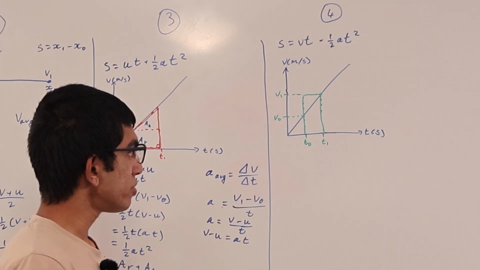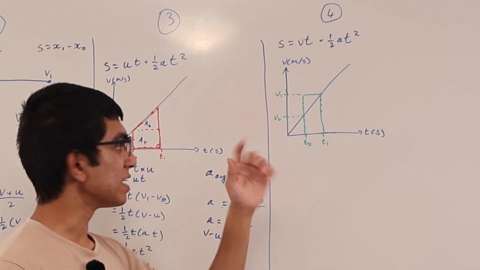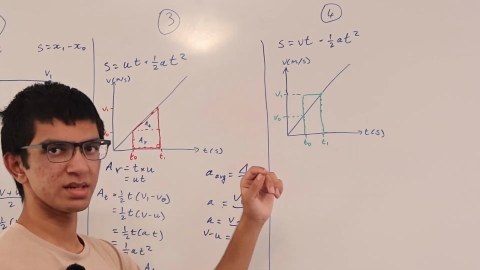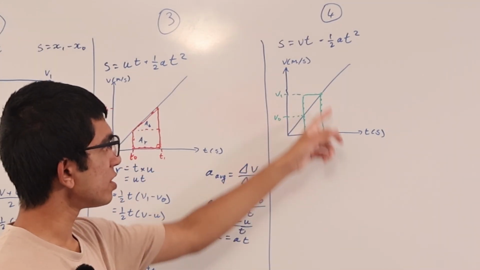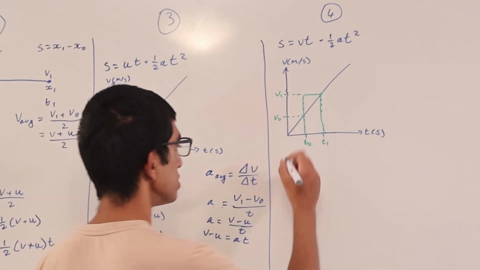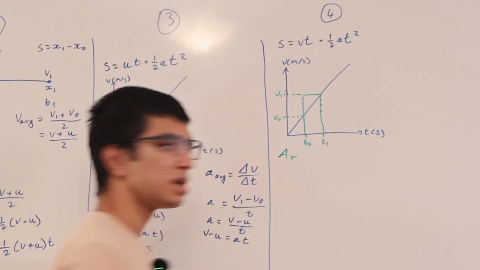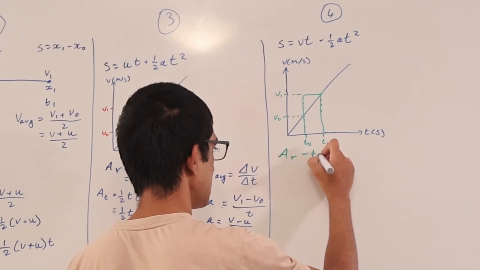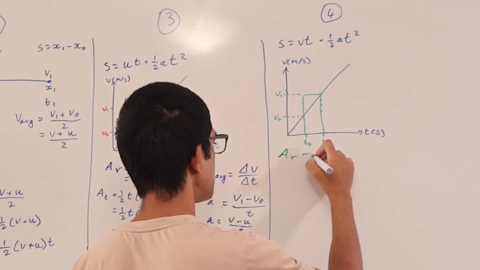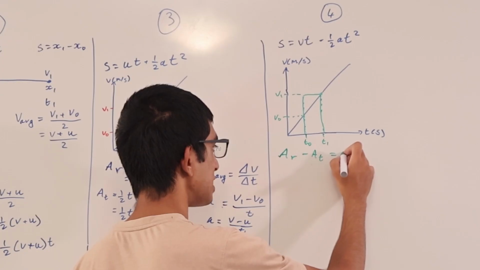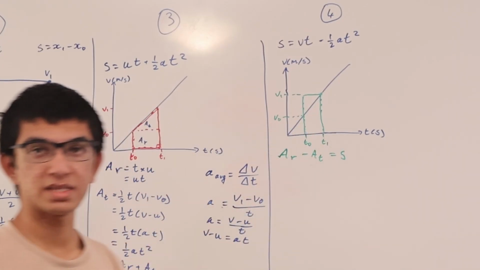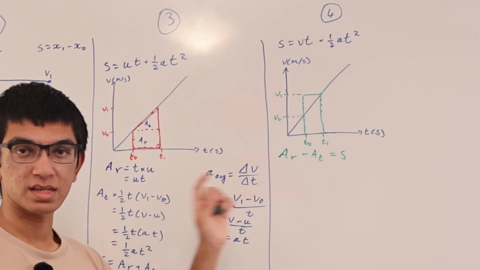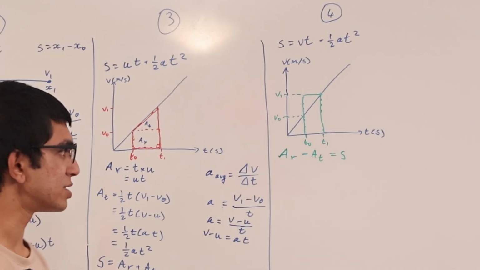Now we know that the area under the velocity time graph is equal to displacement. And we can find that area by taking the area of this big rectangle here, AR, and subtracting the small triangle from it, minus AT. And that gives us the area of the trapezium under the graph, which is the displacement. So what are these areas? What's the area of the rectangle and triangle?